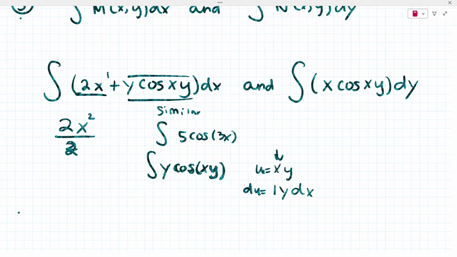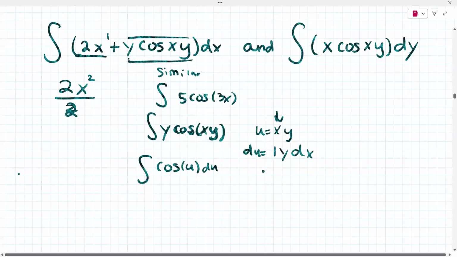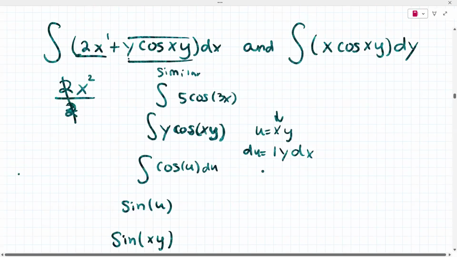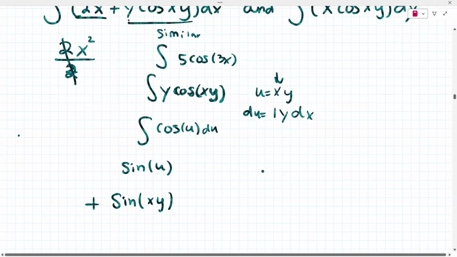Good. Everything is good. So this is going to be cosine of u, and then you can replace y and dx with du. And what is the integration of cosine? It is positive sin of u, and then you just replace your u with xy. And then over here, the 2's cancel, so you're just left with x squared.